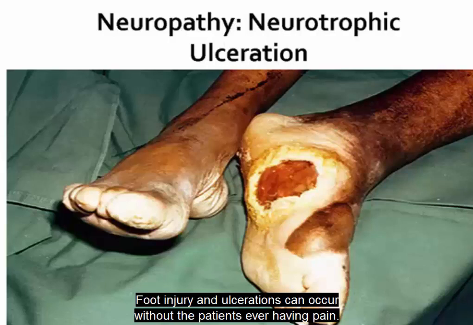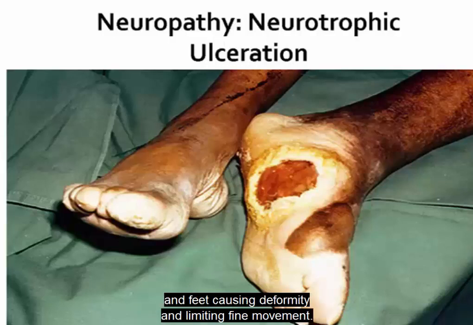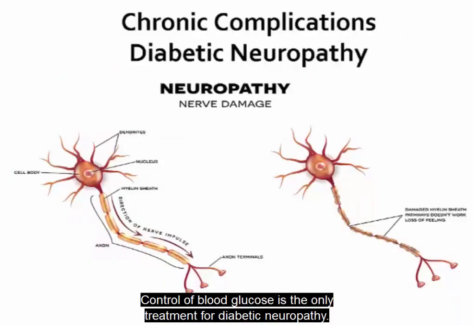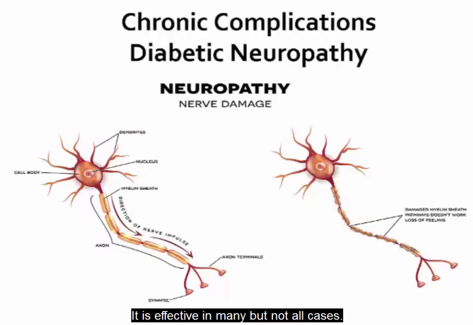Foot injury and ulcerations can occur without the patients ever having pain. Neuropathy can also cause atrophy of the small muscles of the hands and feet, causing deformity and limiting fine movement. Control of blood glucose is the only treatment for diabetic neuropathy. It is effective in many, but not all cases.